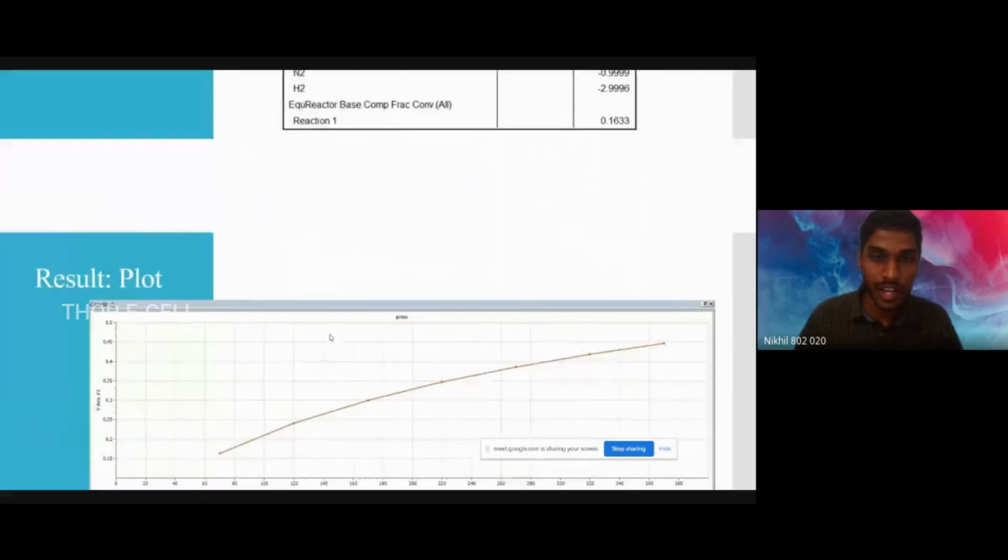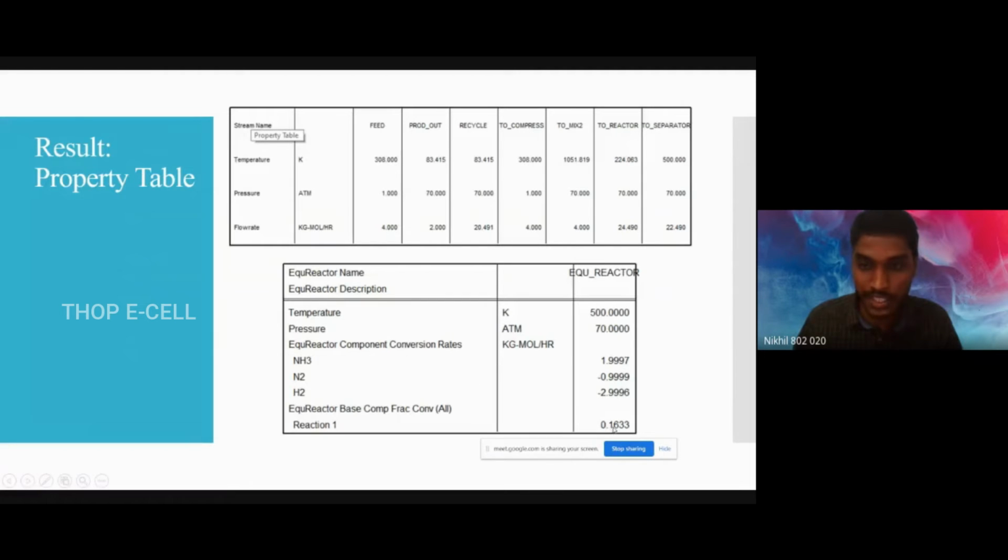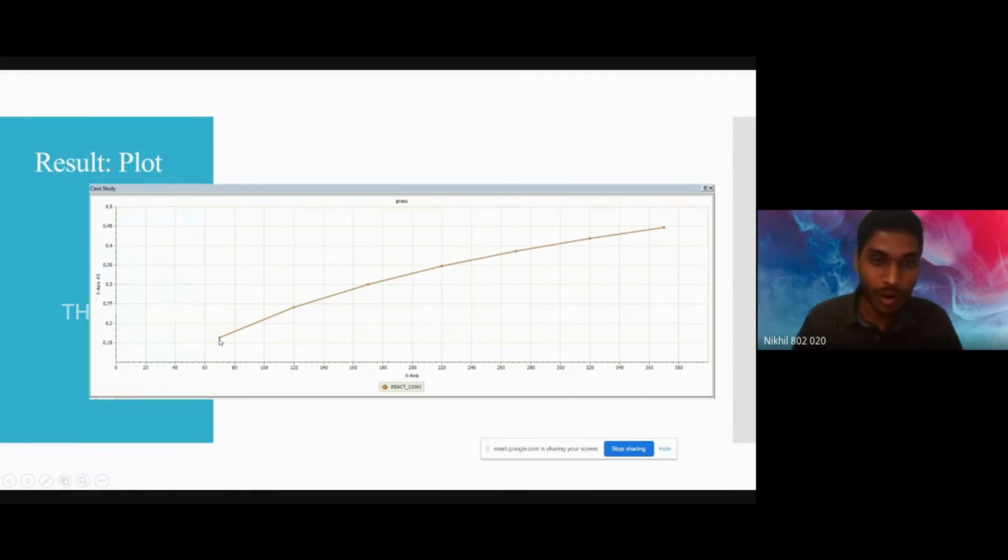And coming to the plot, as I mentioned, I gave the pressure on the x-axis and the reaction conversion on the y-axis, right? You can see initially I gave 70 atmosphere, and we are getting a conversion of 0.13. You'll be able to see here in the result table, 0.16. And what we did, using the case study feature, is increase the pressure with a step of 50. Our problem statement is seeing the effect of pressure on the reaction conversion. With increasing pressure, we have a higher reactor conversion.